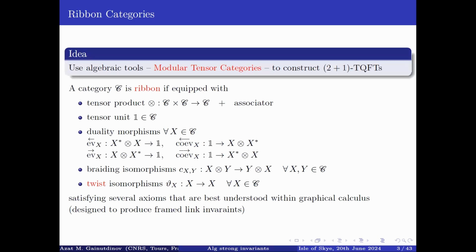Why do we need that? Because we are going to use the surgery representations of 3-manifolds, and in surgery representations, we get a framed link. So first of all, we need to define invariants of framed links, and a ribbon category allows you to do that.